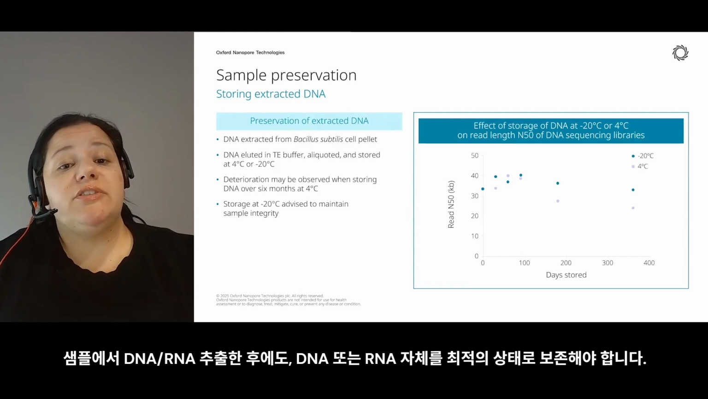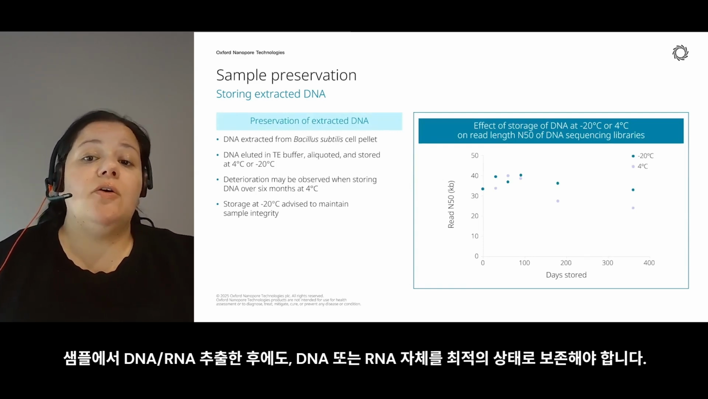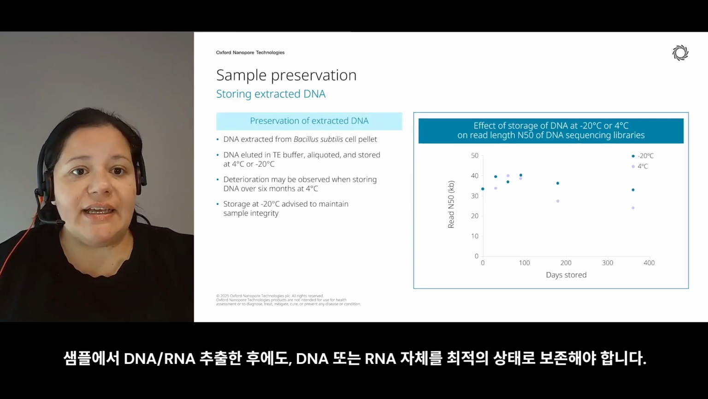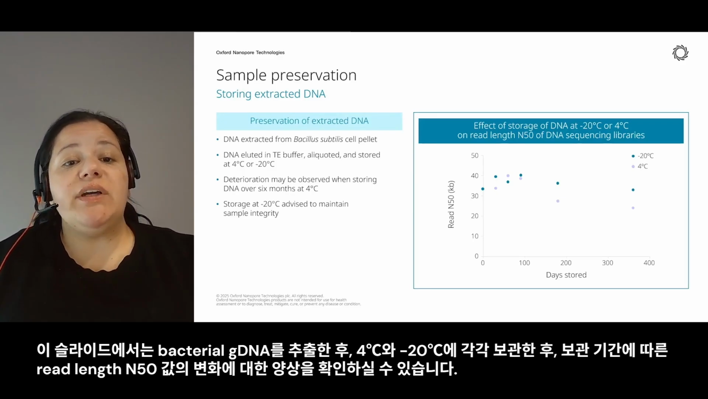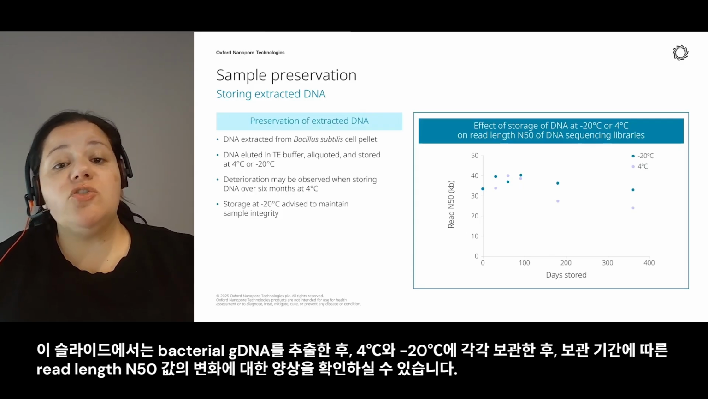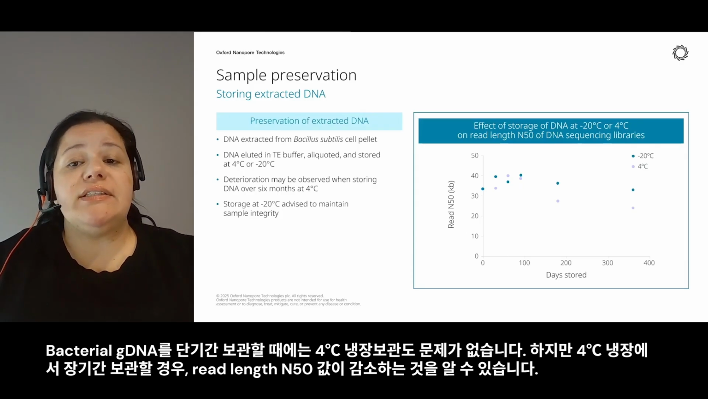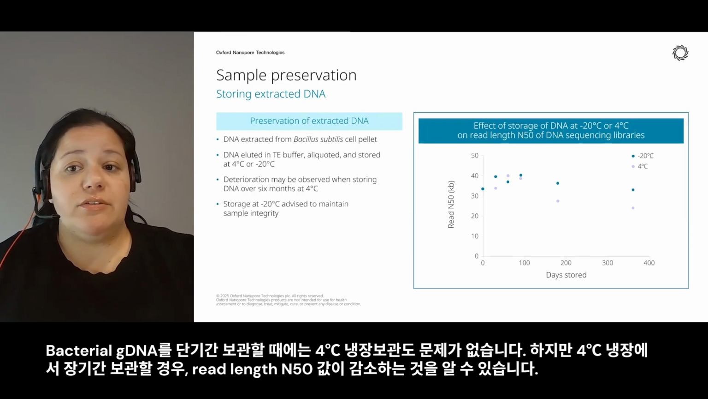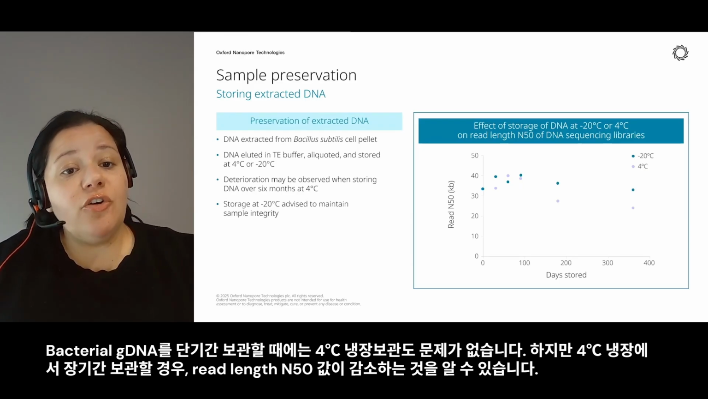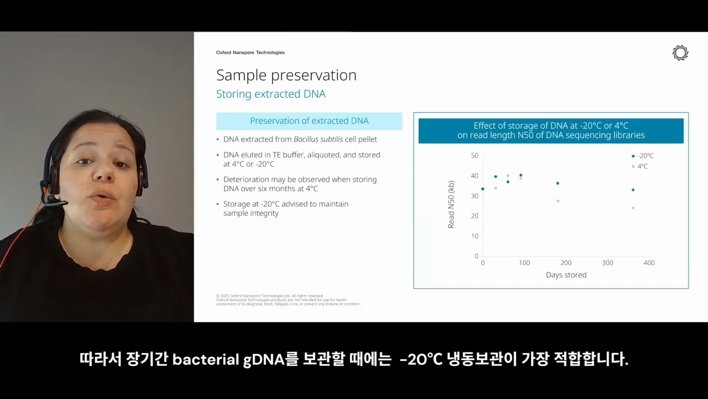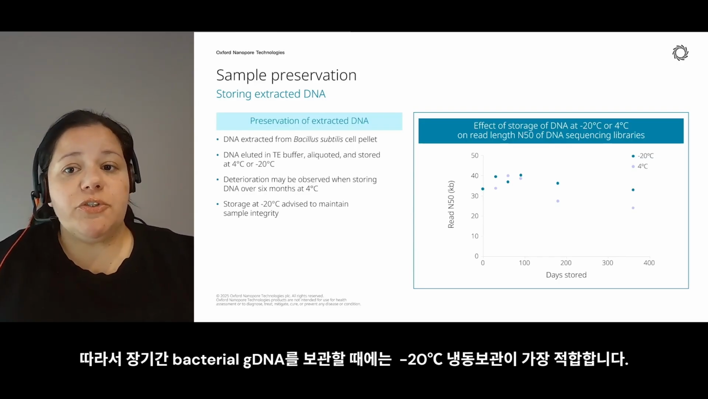Once you've extracted your samples, then you need to preserve the DNA or the RNA in the best way possible because you also want to keep that intact. And in this example, we extracted bacterial DNA and then stored it at 4 degrees and at -20. And what we saw is that for short-term storage, 4 degrees is fine. But for long-term storage, we saw a drop in the read length N50. So for long-term storage, -20 is the best option.